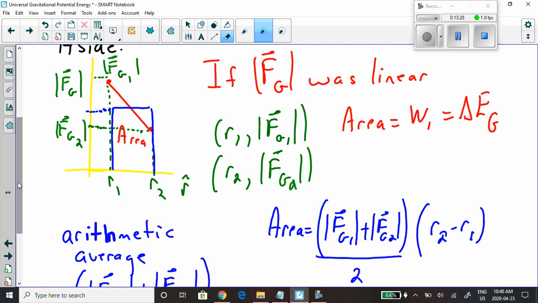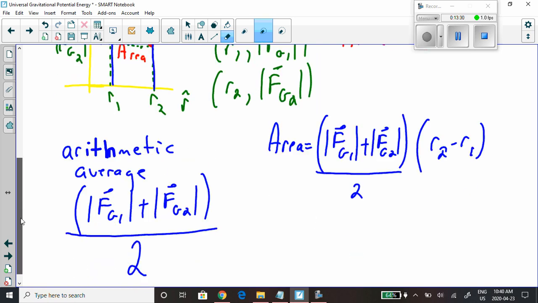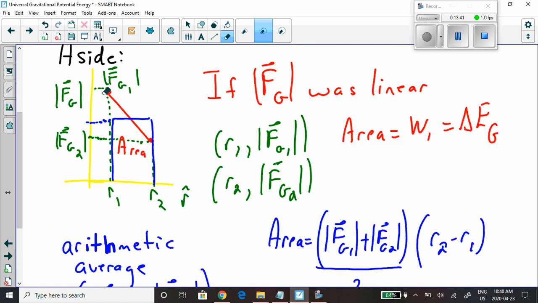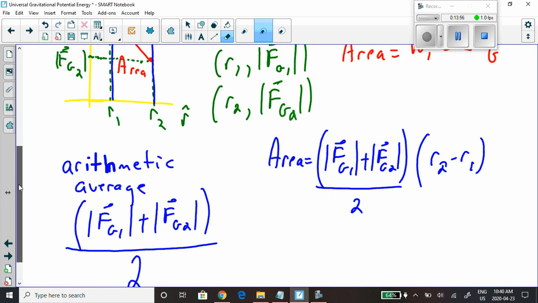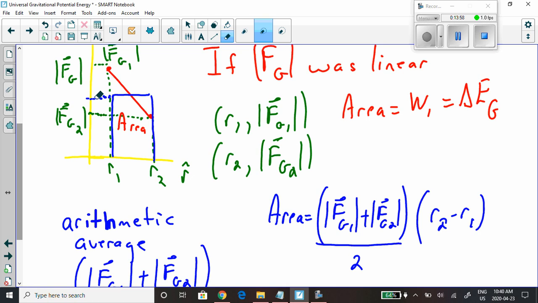It's very easy to find the average. It would be what we call an arithmetic average. You take FG1 plus FG2 and you divide it by 2. So basically you're taking this value right here, FG1, this value right here, FG2, you're adding those two values. There's two terms. You're adding them, and you're dividing it by 2. And that would give you the arithmetic average, this height, if you will, right there.